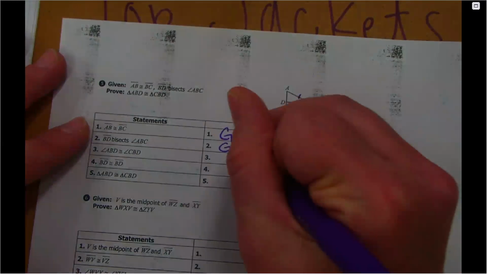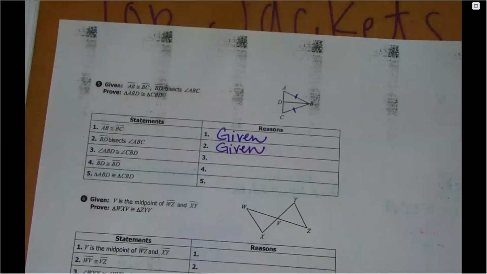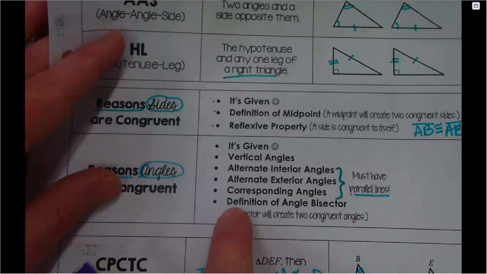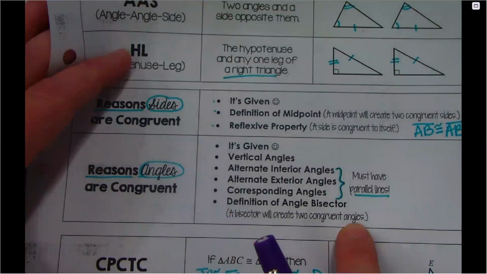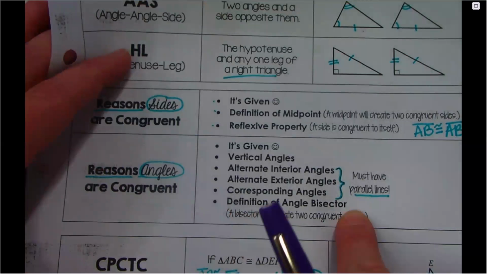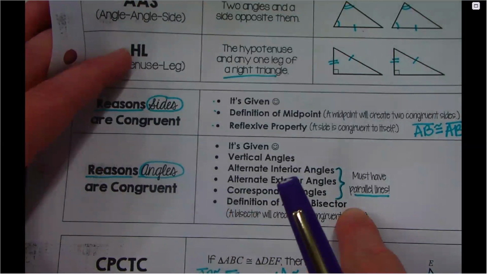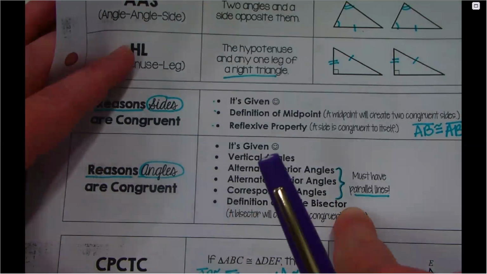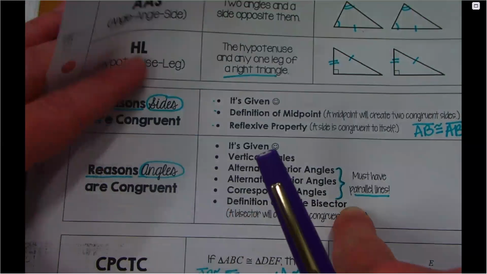BD bisects angle ABC. So that alone should have your little mind triggered that we are probably going to be using this angle bisector somewhere. They just said bisector, so we're probably going to be using the angle bisector, okay? Connect things, connect the dots.